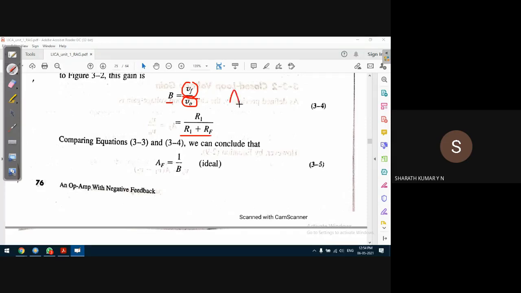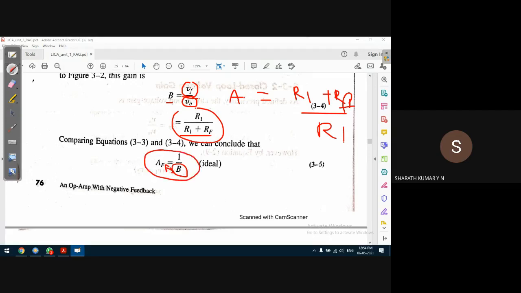The overall closed loop gain of the op amp is R1 plus RF divided by R1. In this case, the feedback gain is R1 divided by R1 plus RF. That means the gain of the feedback network is inversely proportional to the gain of the overall circuit, that is the closed loop gain in general.